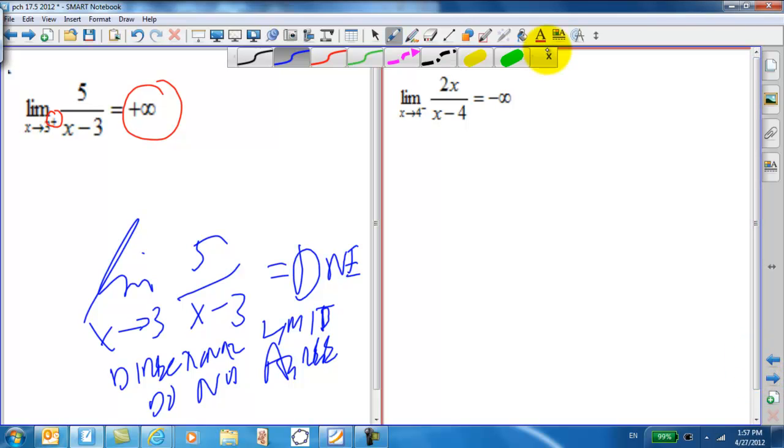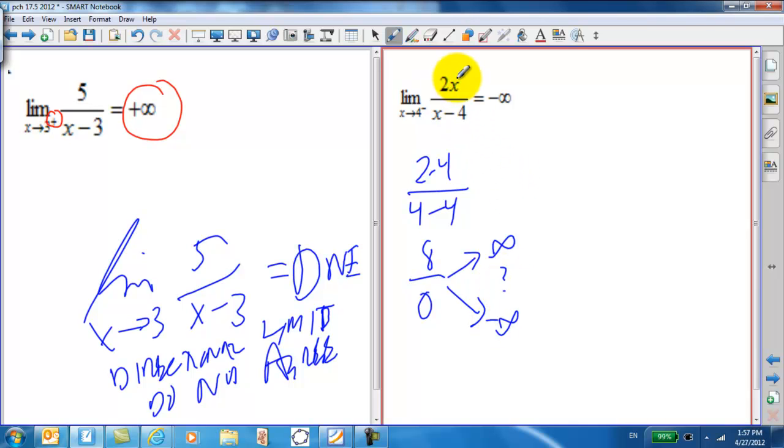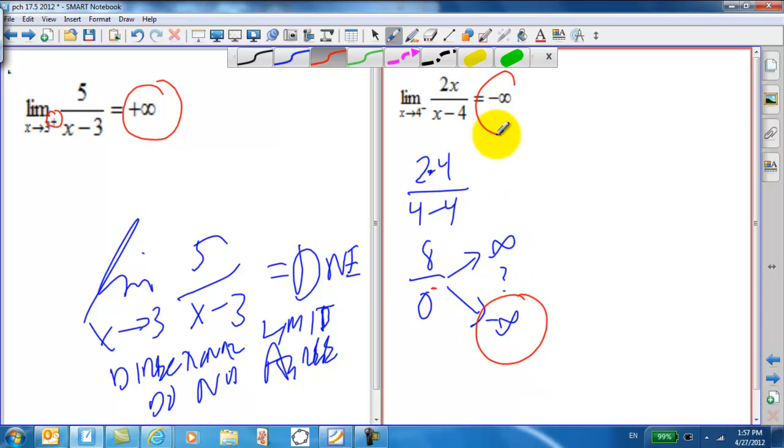Okay, now let's take a look at this one. First, let's do it analytically. You put the 4 in, and you're going to get 2 times 4 over 4 minus 4, 8 over 0. Now, when you divide a non-zero number by 0, that means you're going to get one of your infinities. But which one? Which infinity do you go to? Well, you can look at the signs. Up on top, we're definitely positive 8. On the bottom, you're approaching 4 from numbers less than 4. So like 3.9 minus 4, that's going to be negative. So approaching 0 from the negative, and so that's why we go with negative infinity.